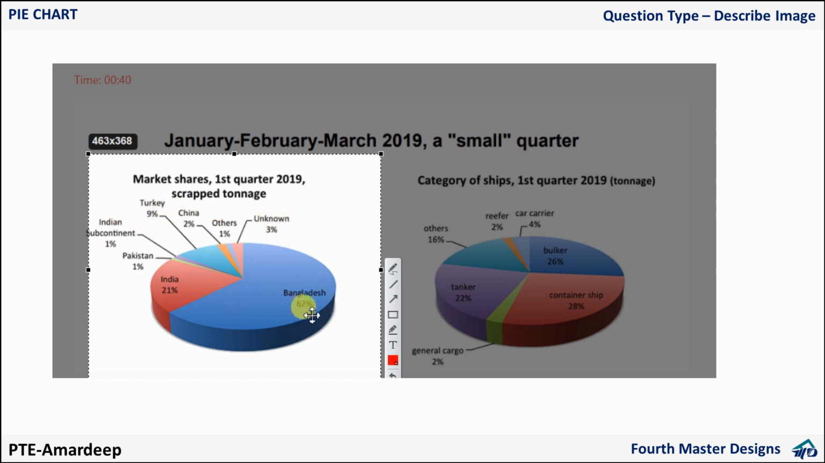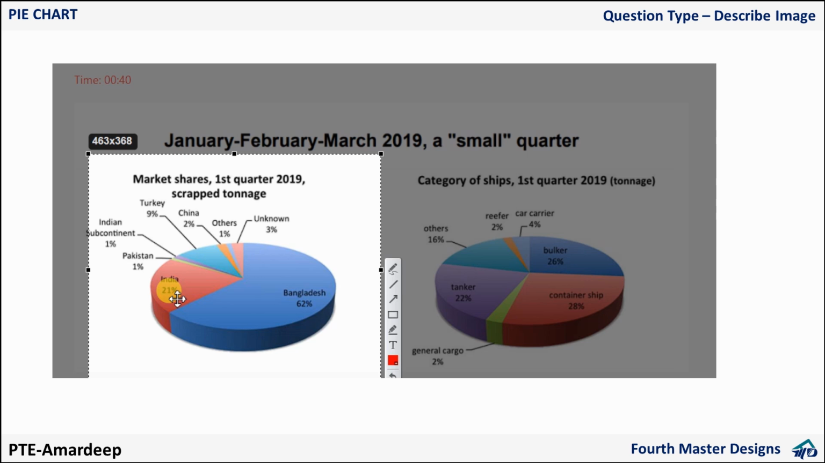Looking at the pie chart in more detail, we can see that the percentage of Bangladesh was the highest, that is 62%, followed by India, for which the percentage was 21%. For the other countries such as Indian subcontinent, Pakistan, and others, the percentage was the least, that is 1%. For Turkey, China, and unknown, the percentage was 9, 2, and 3 respectively.